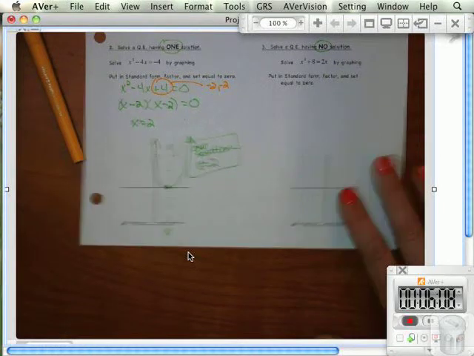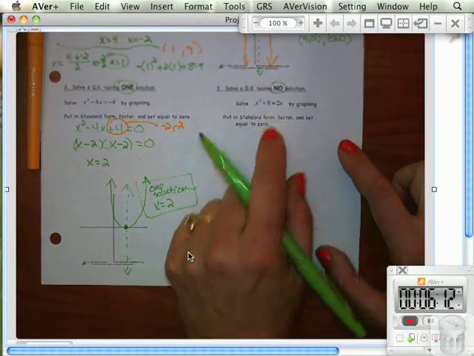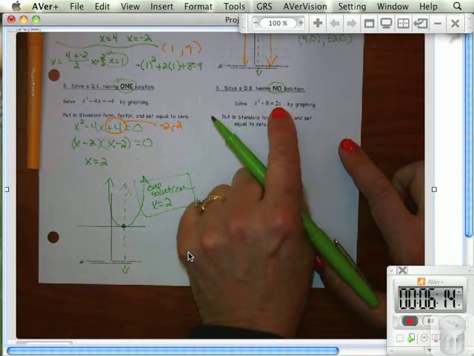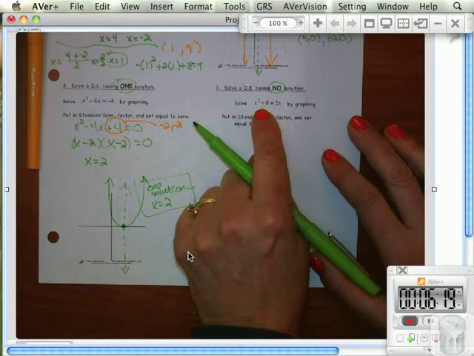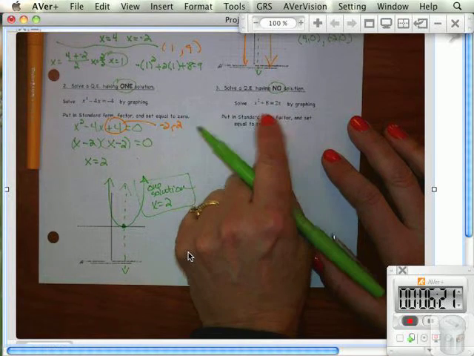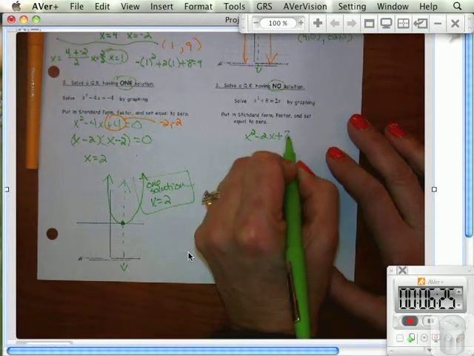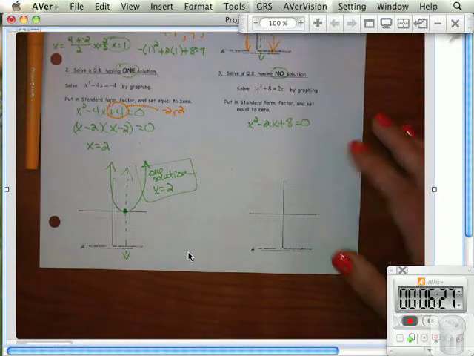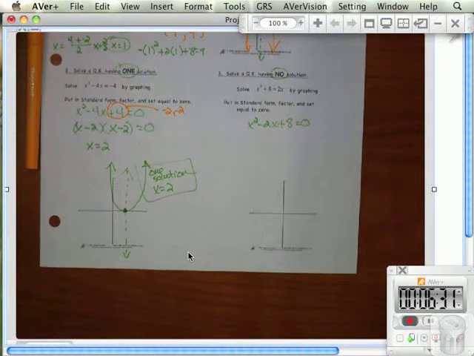Okay, let's do one more and see what happens here. I still have to get this equal to standard form, so I'm going to subtract 2x and stick it in the middle, because that's where it would sit. X squared minus 2x plus 8 equals 0. Just write it in the right order. That's standard form. That's why I put it in the middle.